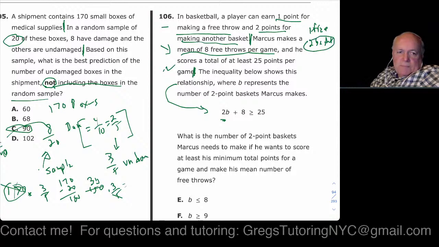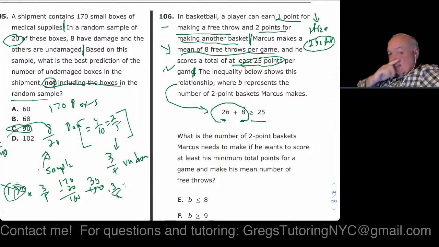And his average was 8 in the free throws. So each of those is worth 1 point. So basically it was 8 times 1, and 8 times 1 is 8. So he scores a total of at least 25 points per game. So he's scoring 25 or more, right? So that's what the inequality here says. That the number of his free throws, right, and his points per basket is going to be greater than that on average. So that's an equation showing his performance.